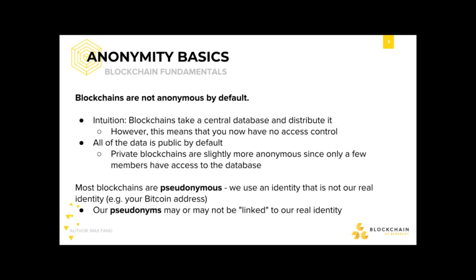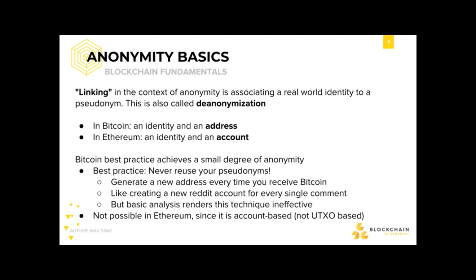So that means we use something that's not exactly a real world identity, like your Twitter handle or your Reddit username. And pseudonyms may or may not be linked to your real identity. Like nothing's stopping you from putting in a false email in Twitter and then creating a false account. So your Twitter account is not necessarily your real world identity. But you can have it linked if you want to. So linking in the context of anonymity is how easily can you associate this real world person with their pseudonym. And this is called de-anonymization.